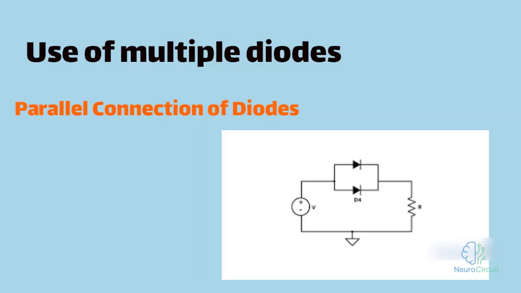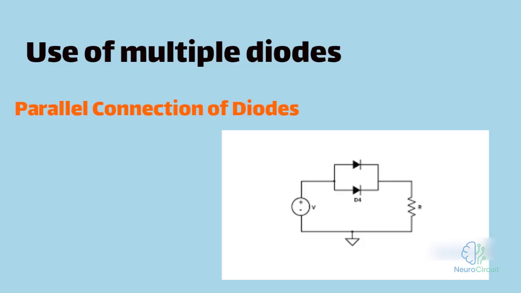Parallel connection of diodes. In a parallel connection, multiple diodes are connected simultaneously, with both ends of the diodes connected to the same points. Features and applications. Increased current handling capacity: in this configuration, the total current is split among the diodes, and a different amount of current flows through each diode, depending on their internal resistance. This method is used when higher current handling is required.